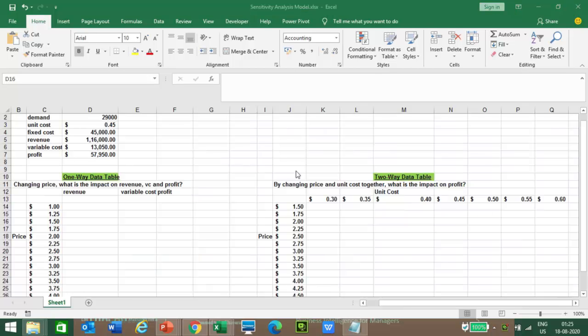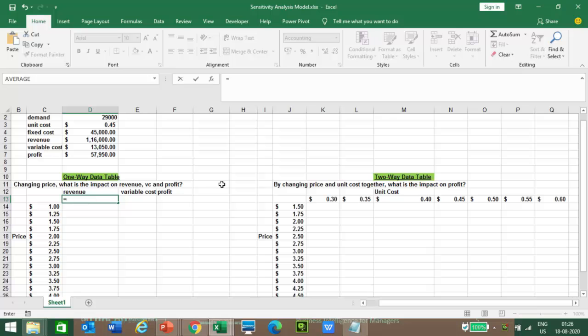So the last scenario that we have is an example of sensitivity analysis wherein we are trying to find out the impact of changing the price from $1 to $4 with increments of $0.25 each on revenue, variable cost and profit. So let's do it. This can be done with the help of the data tables tool that we have in Microsoft Excel. So for doing that, let's set it up first.